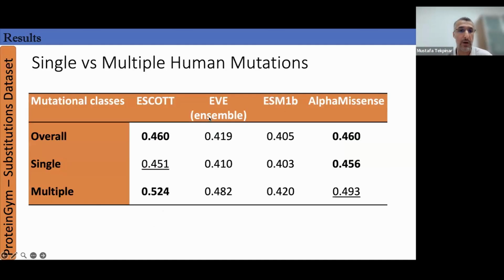As I said, my data set that I presented two slides before contains both single and multiple point mutations, and I wanted to show you its performance for only single point mutations and for only multiple point mutations as well. When we check only single point mutations, we can see that AlphaMissense is slightly better than PRESCOTT. But for multiple point mutations, PRESCOTT is better than AlphaMissense, and then EVE follows them.